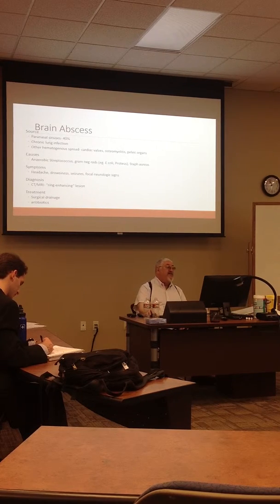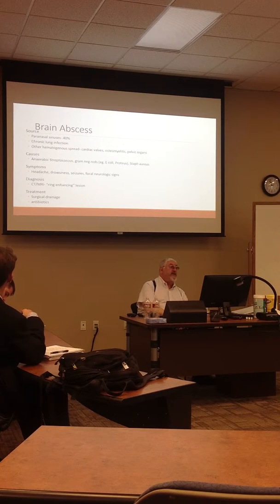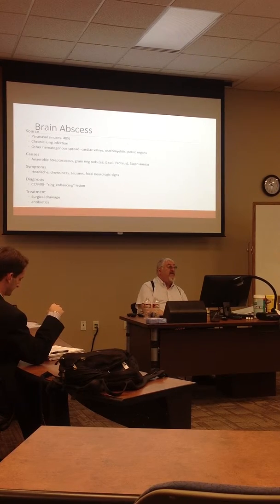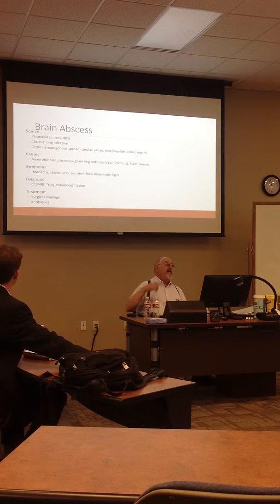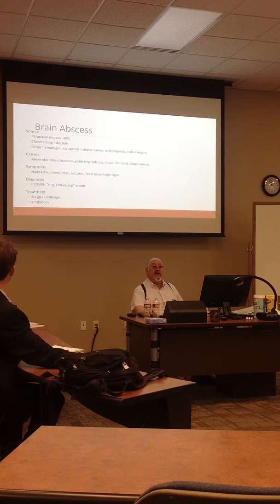Brain abscesses, I'm going to show you a picture of it. It's amazing how these can grow. They could be anaerobic streptococcal strains, gram-negative rods, that's E. coli or Proteus, or our friend MRSA, Staph aureus. Most of them come from the paranasal sinuses. You can have a chronic lung infection called an empyema. It can also end up in the brain. And you can have hematogenous spread through the heart valves and the pelvic organs in PID. That's why Neisseria PID is dangerous, because you end up in the brain.